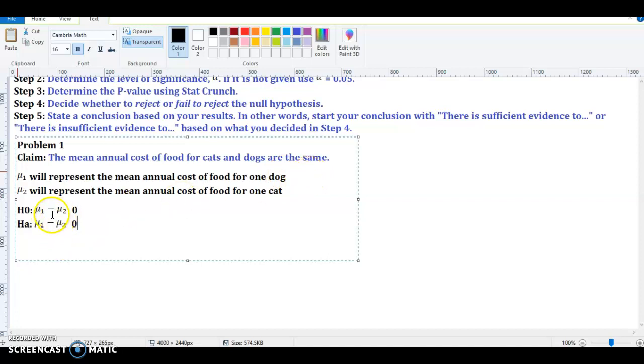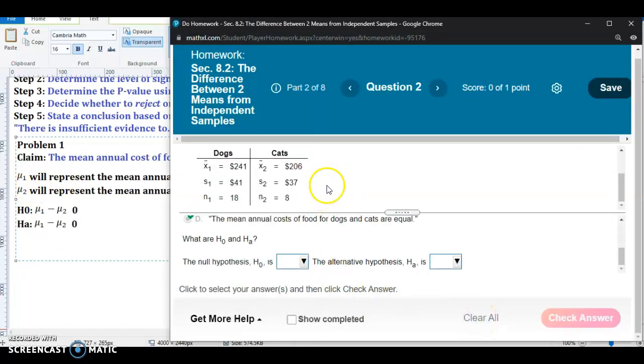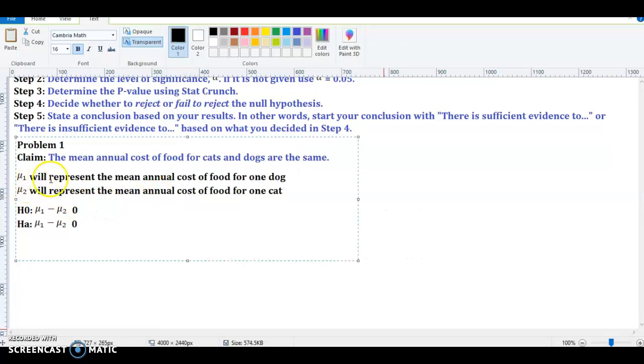Before we state the null and alternative hypotheses, it's important to understand what each symbol represents. Mu1, mu2: we know from the previous video that mu1 is the mean of the first population, and mu2 is the mean of the second population. But in the context of this problem, since the dogs are mentioned first in this table, and the cats are mentioned second, we're going to let mu1 be the mean annual cost of food for one dog, and likewise mu2 represent the mean annual cost of food for one cat.